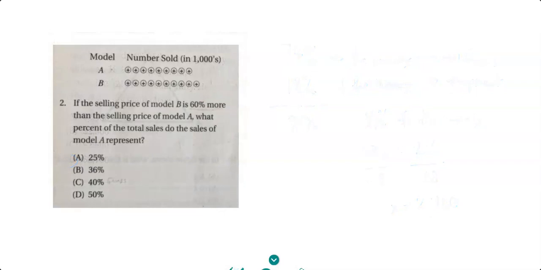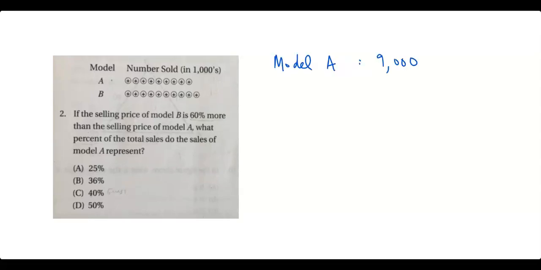Okay, so in this problem we've got a graphic at the top where it tells the number of each model that were sold in the 1000s. So for model A, that's 9,000. And for model B, that's 10,000. And that's how many of each model were sold.